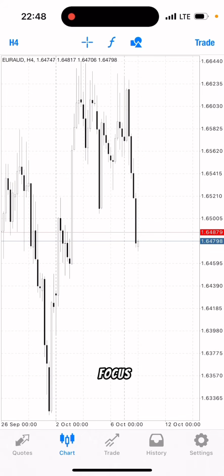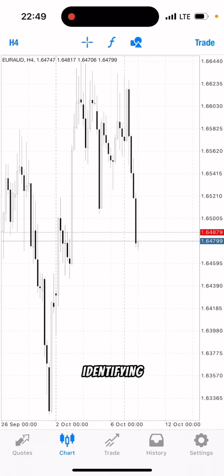Today we are going to focus on a crucial aspect of trading, identifying supply and demand. Understanding these key market forces will give you an edge in your trading game. So let's get started. First thing first, let's talk about what supply and demand actually mean in the forex market. Supply refers to the amount of a currency available for trading, while demand represents the desire of traders to buy or sell that currency. The interaction between supply and demand determines the price movement in the market.